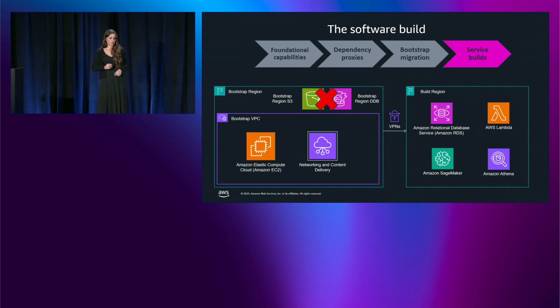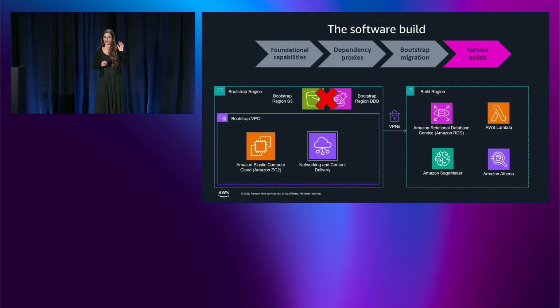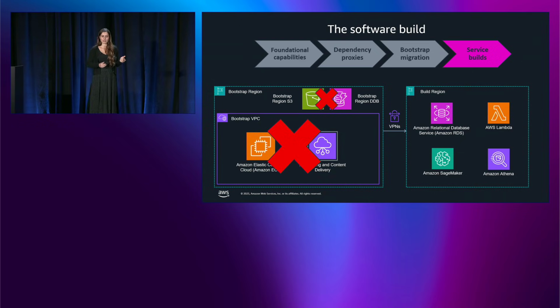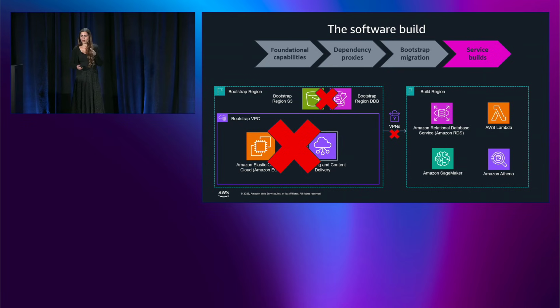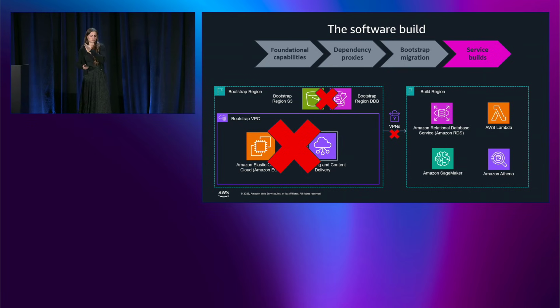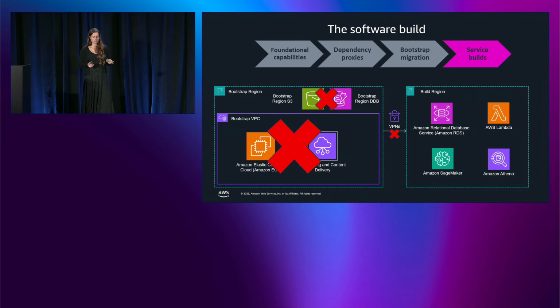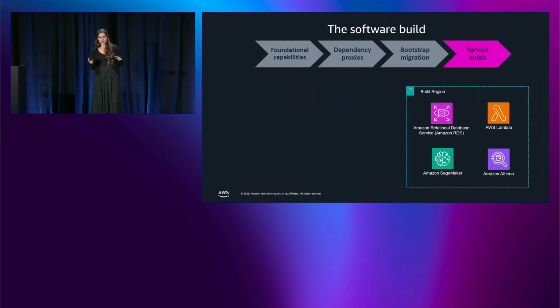Once that's done, we go ahead and terminate all of the resources in the Bootstrap, S3, and DynamoDB. We also shut down and eventually terminate all of the instances that were running in the Bootstrap VPC. We then apply an access control list to block traffic from the Bootstrap region to the build region and vice versa. We then give it some bake time just to make sure that nothing is trying to call back and forth anymore. If everything looks good, we go ahead and disconnect the build region from the Bootstrap region.